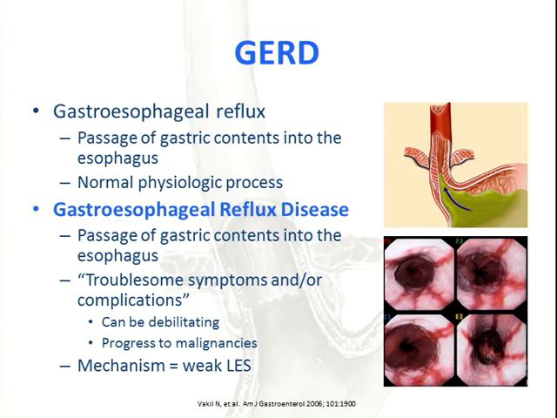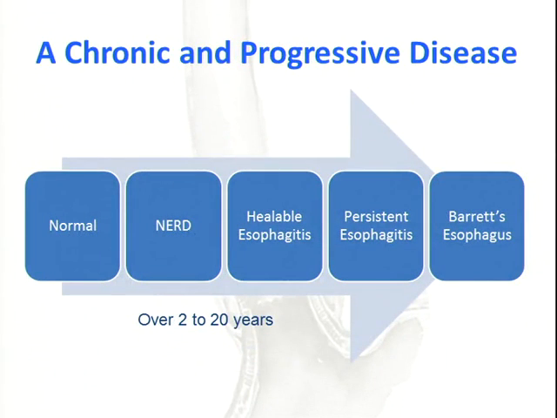You'd be surprised how many patients I see who think, I just have more acid than my neighbor, and that's why I have reflux disease. But no, it's an incompetent lower esophageal sphincter. It is a chronic and progressive disease. Generally you have a normal esophagus, and then this is non-erosive, the early stages of reflux disease. But over time, anywhere from 2 to 20 years, patients can go on to develop esophagitis that will heal with medical therapy or that won't, and then eventually can progress to Barrett's esophagus, which is obviously a precursor to esophageal cancer.